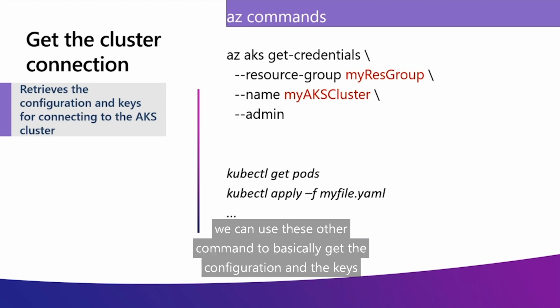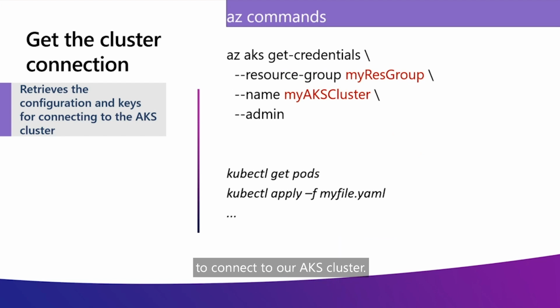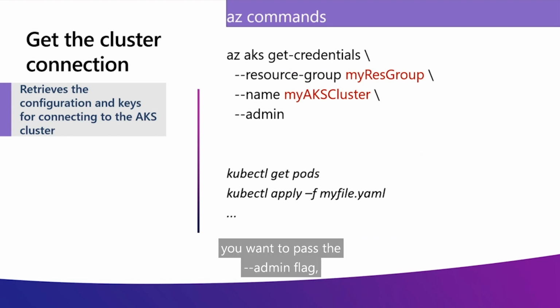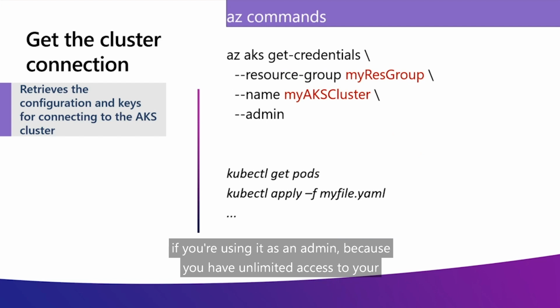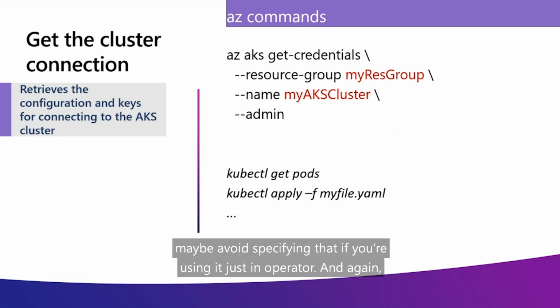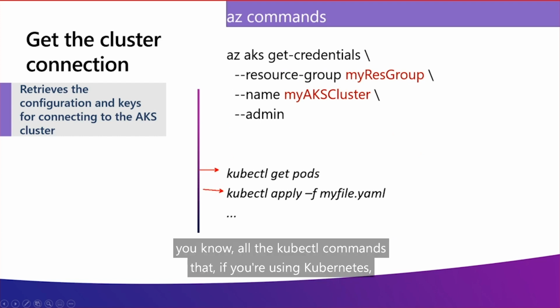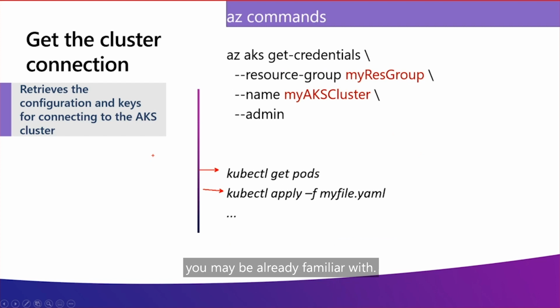At the end, when everything is ready, we can use this other command to basically get the configuration and the keys for our kubectl, which is the command line that Kubernetes provides to interact with the cluster, to connect to our AKS cluster. You want to pass the --admin flag if you're using it as an admin, because you have unlimited access to your cluster, or you can maybe avoid specifying that if you're using it just as an operator. And again, as I said before, this will allow us to use all the kubectl commands that, if you're using Kubernetes, you may be already familiar with.